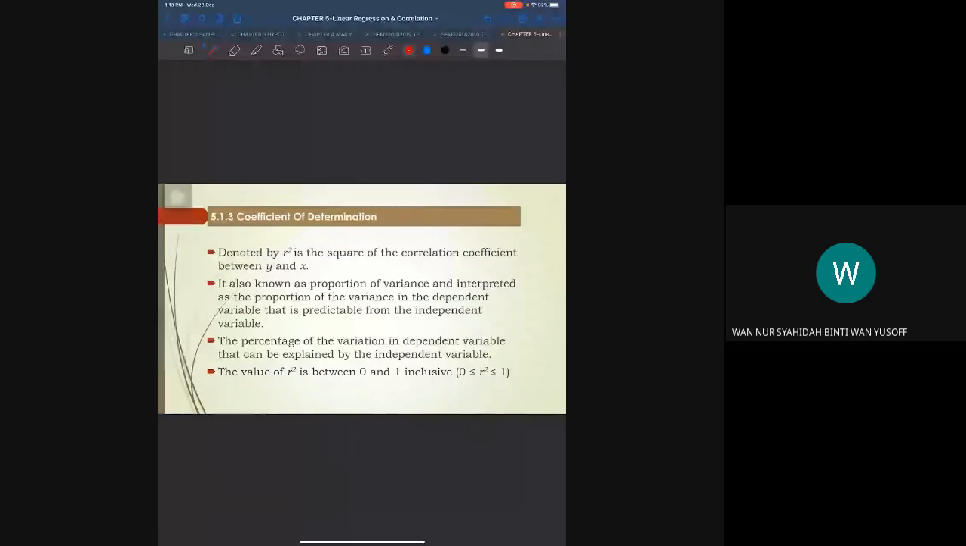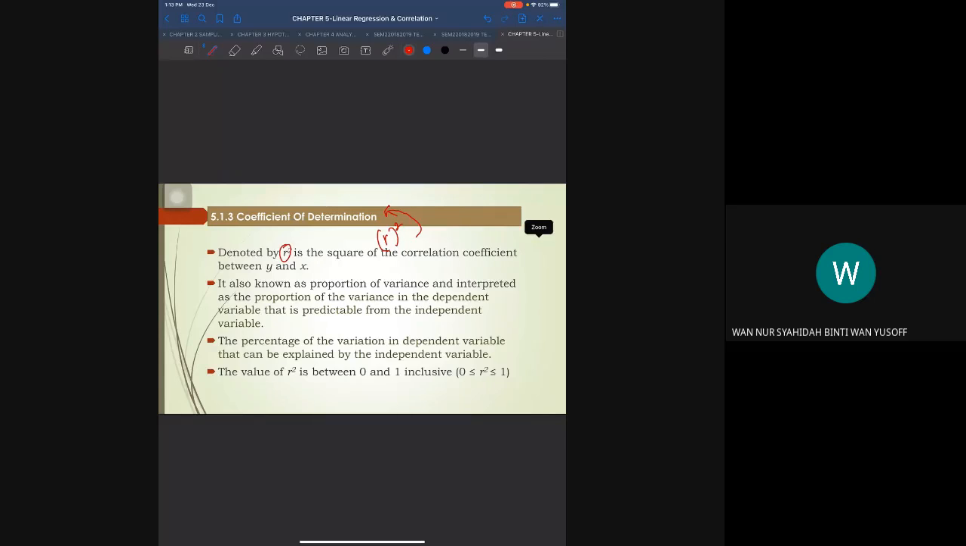Then we have the coefficient of determination. The coefficient of determination is denoted by R square. It uses the same formula as R, but after you get the R, you just square that value, and then you get the coefficient of determination. It is about how much of the variance from Y can be explained by X. It is the variation in Y that can be explained by X.